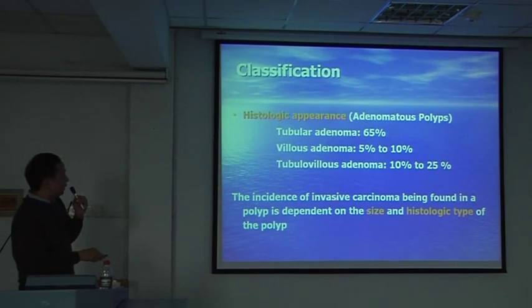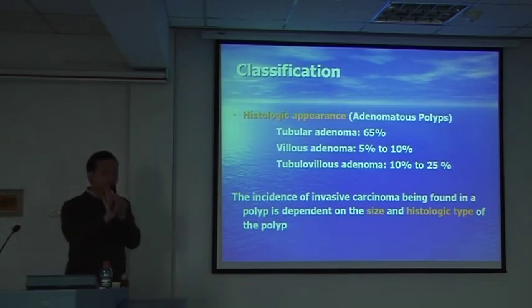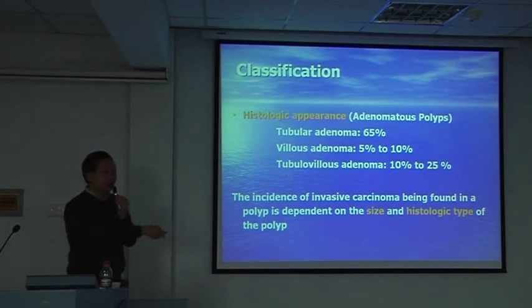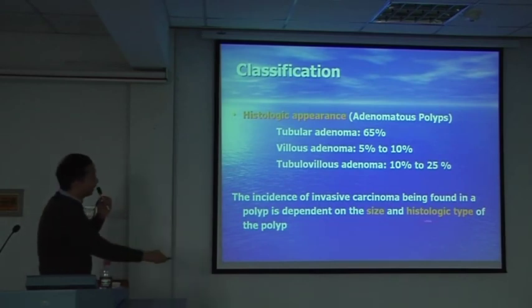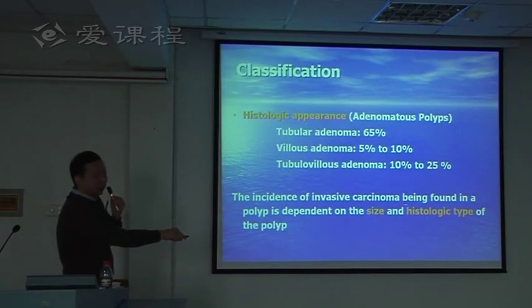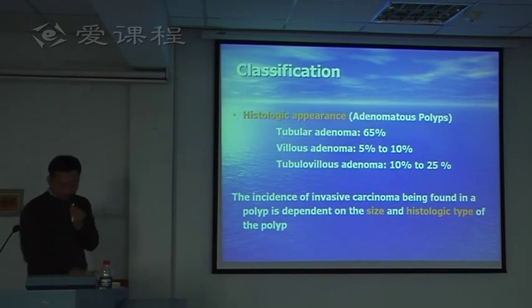So the incidence of invasive carcinoma being found in a polyp depends on the size. If the polyp size is more than 3 centimeters, there is a 50% incidence of carcinoma. And for the histological types, the villous adenoma has more chance to become carcinoma. But tubular also has some chance, relatively less. Okay, so next.